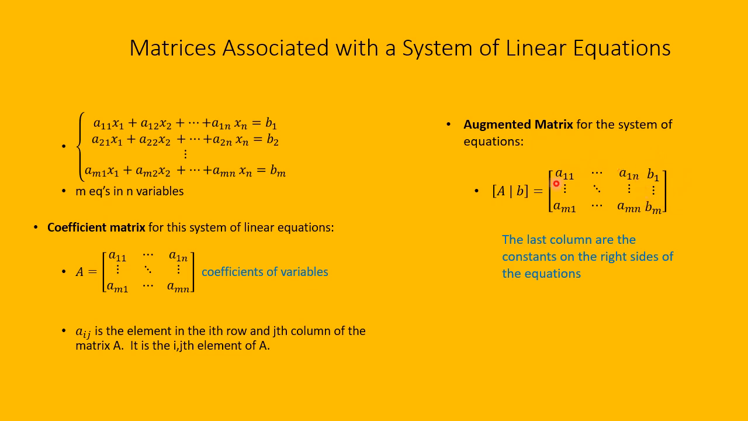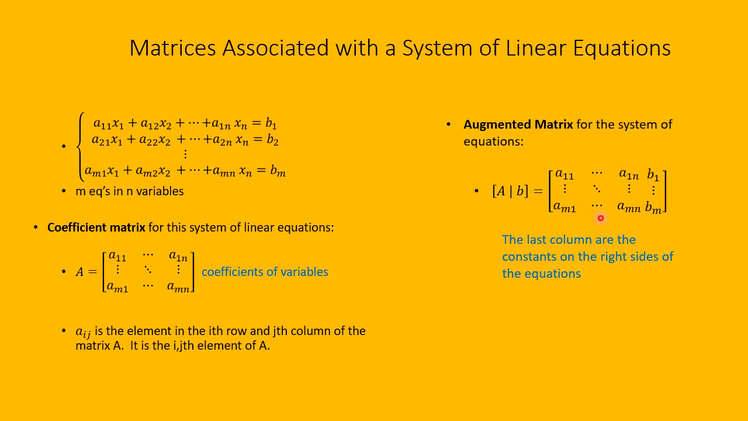So this augmented matrix, on the left side of it we have A right here, and on the right side of it we have the column B. So this is the matrix A augmented by B. So the last column of this matrix are just the constants from this right side of the equations.